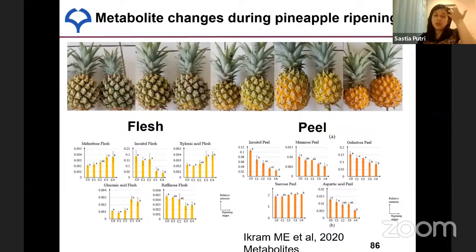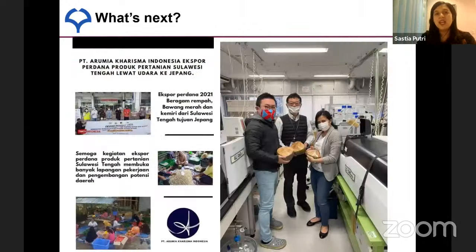Similar work was also done using non-climacteric fruits, in pineapple, where we could find different changes in metabolites during pineapple ripening. This was done by one of my PhD students, also coming from Indonesia. And among everything, I thought that we have such a rich experience of analyzing many different kinds of tropical bioproducts from Indonesia. So what's next?